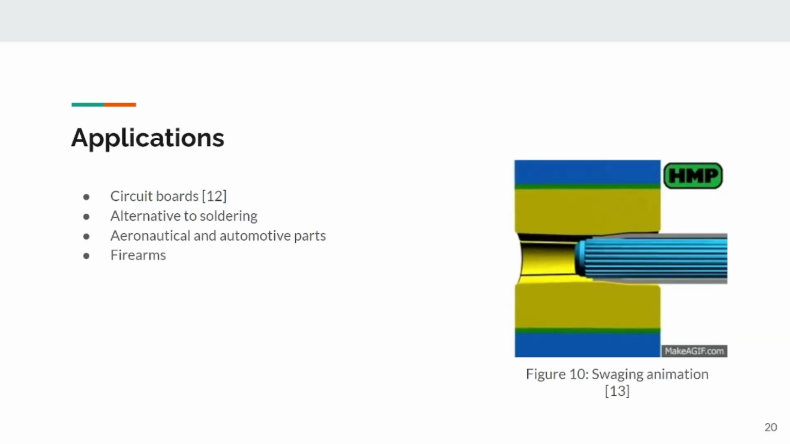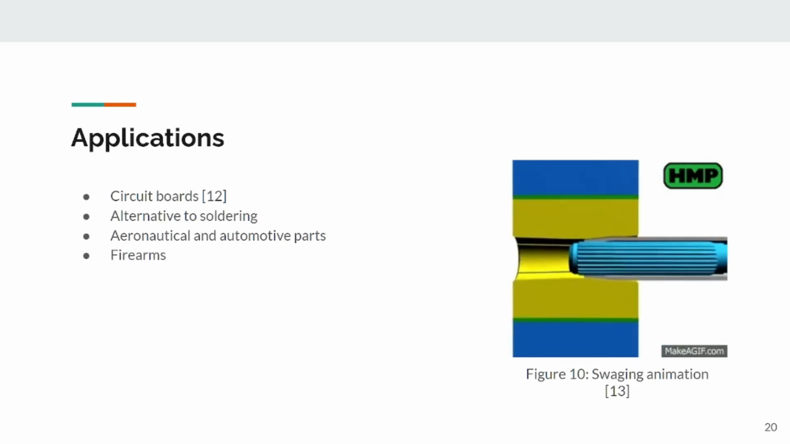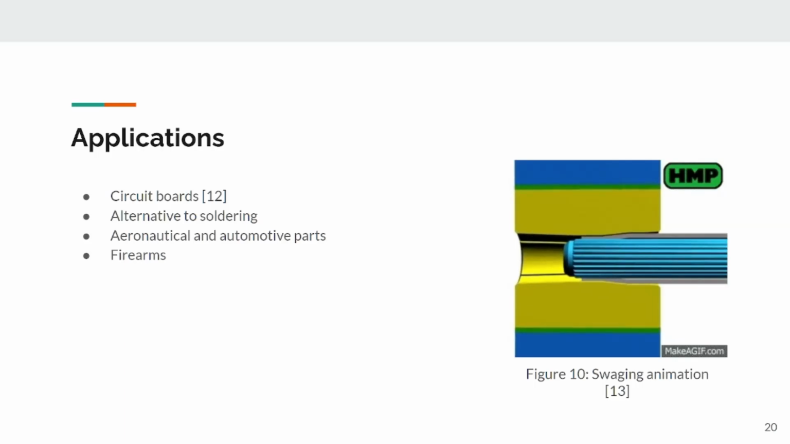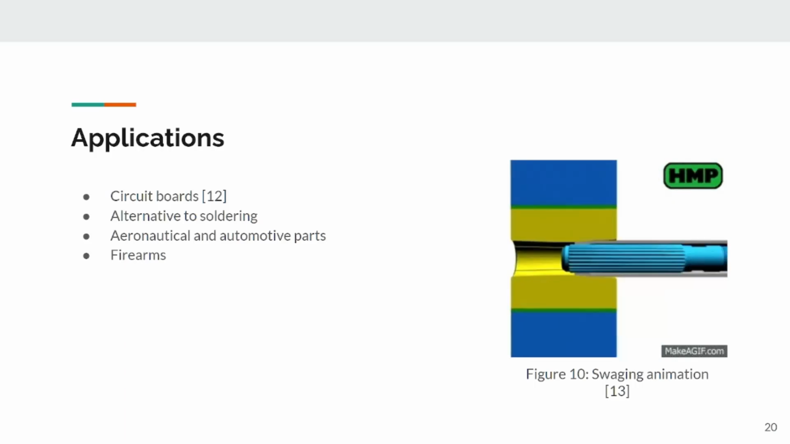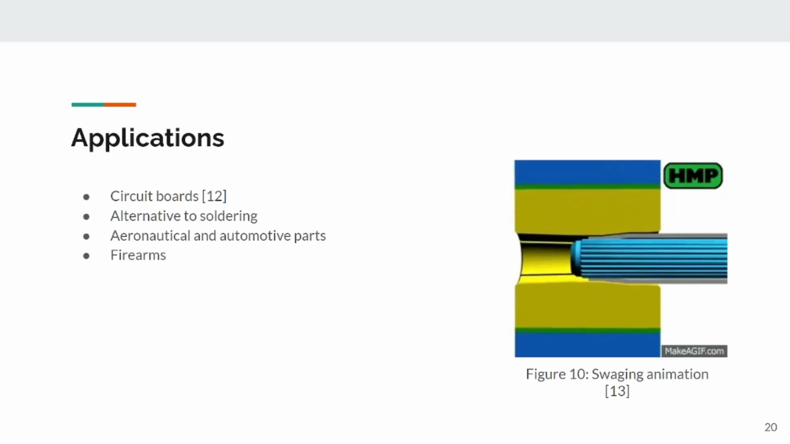Some applications include circuit boards. It can be an alternative to soldering, and it's used in aeronautical and automotive parts. It's also commonly used in firearms to create the barrel of the gun.